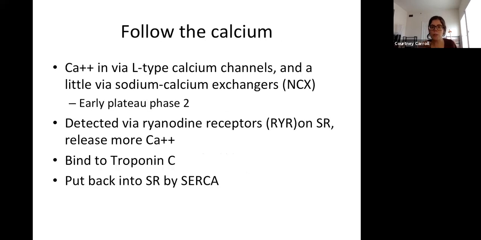What I want you to think about is to follow the calcium. Our calcium is first involved with L-type calcium channels. It will enter the cell. And that is, again, what gives us that early plateau in phase 2. A little calcium also comes in via proteins called sodium calcium exchangers, but this is not a huge emphasis. So our calcium is going to come in via our L-type calcium channels. It will be detected by receptors on our sarcoplasmic reticulum called ryanodine receptors.